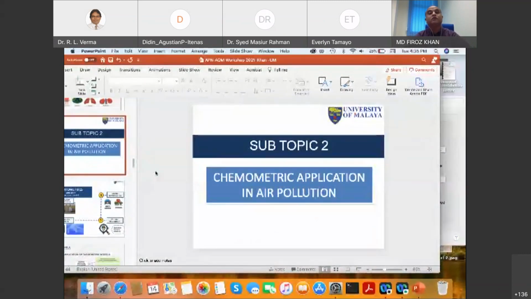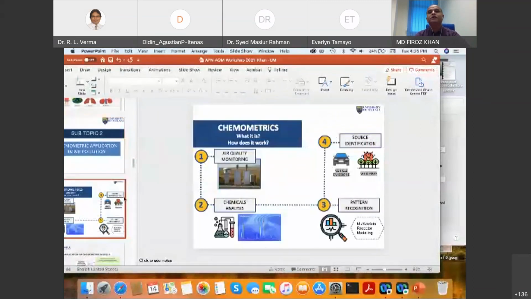We always want to know their level of concentration, because once their level of concentration changes, our air quality changes, right? So let's move on to my second subtopic, chemometrics application in air pollution. I want to spend more time on this. If we want to talk about chemometrics, let me start with that. What is chemometrics? How does it work?